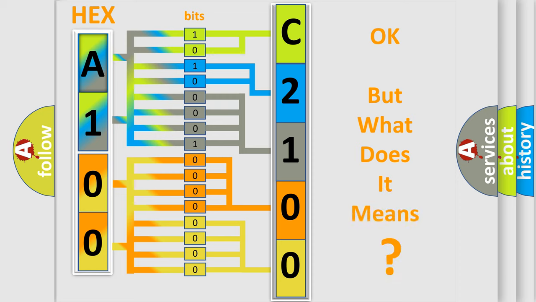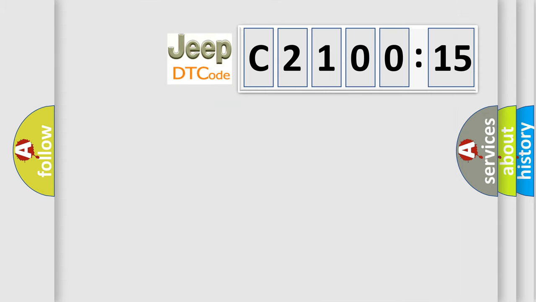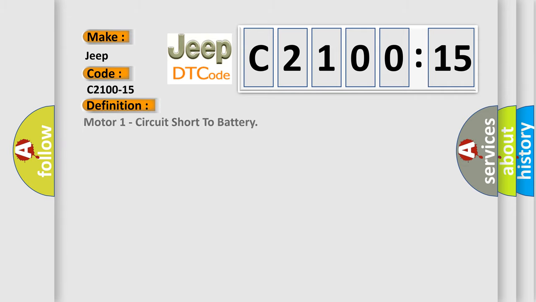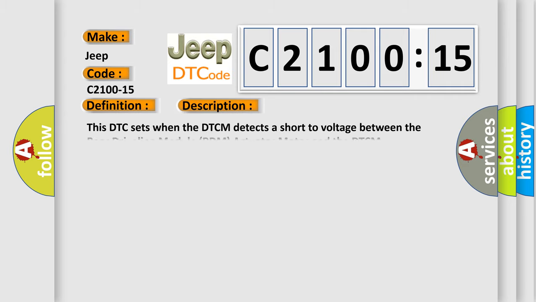The number itself does not make sense to us if we cannot assign information to what it actually expresses. So, what does the Diagnostic Trouble Code C2100-15 interpret specifically for Jeep car manufacturers? The basic definition is motor 1 circuit short to battery. And now this is a short description of this DTC code.